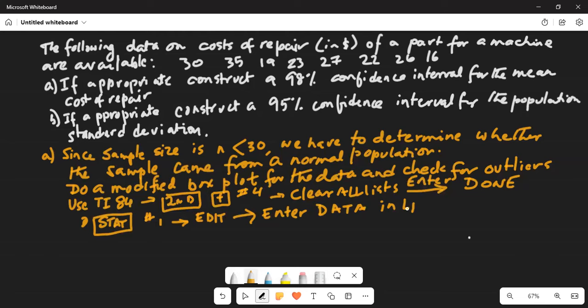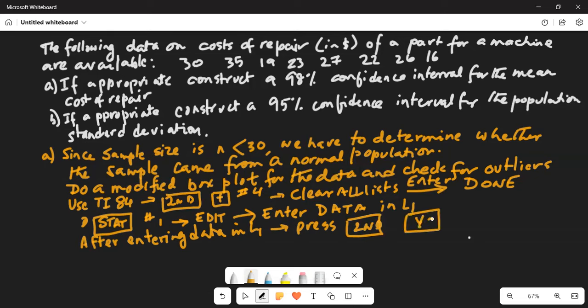Okay, so we have 8 data points. So definitely we need to prove that this sample came from a normal population. The easy way to do that, after entering the data in L1, is to press the second button on the top left, and then the Y equal to key on top of it.